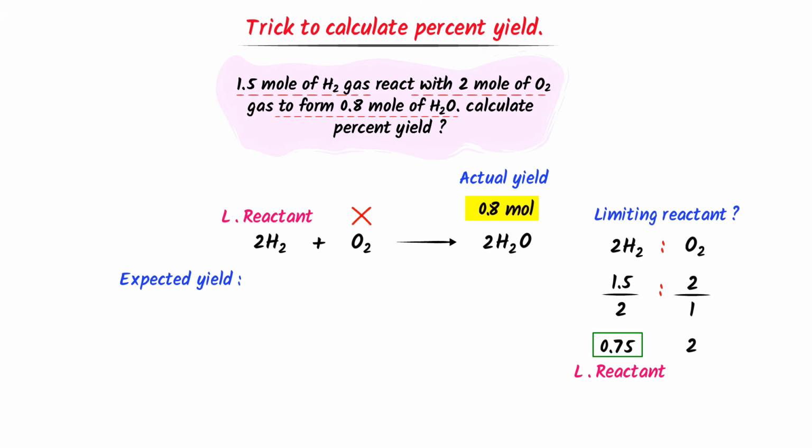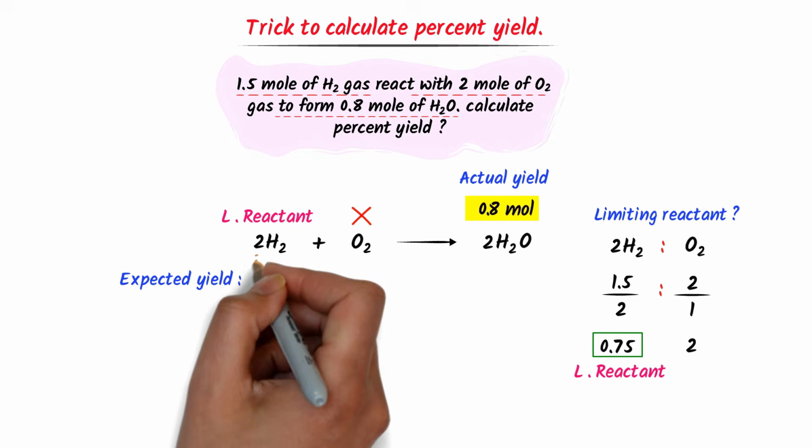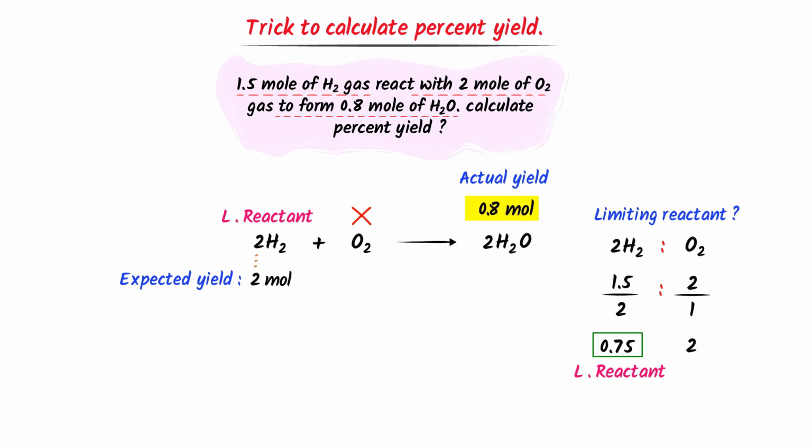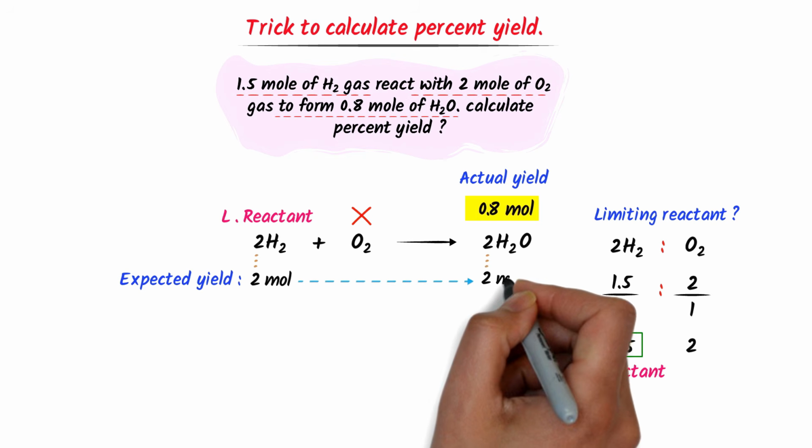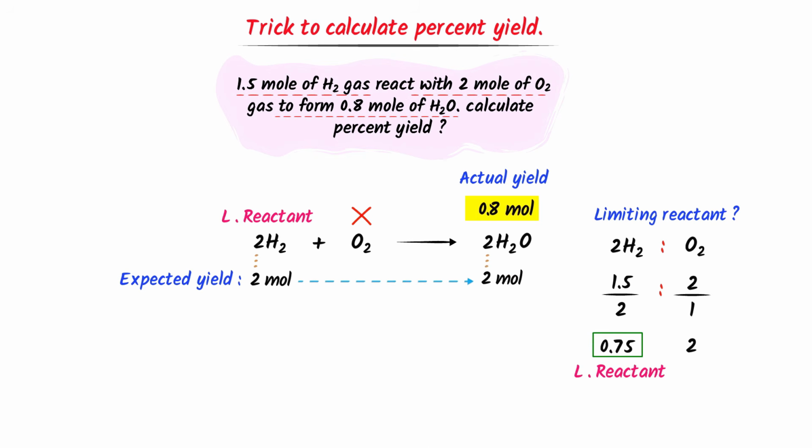Now listen carefully. I expect that 2 moles of hydrogen gas react with oxygen to form 2 moles of H2O. Let me repeat it. I expect that 2 moles of hydrogen gas react with oxygen to form 2 moles of H2O. Here, the given number of moles of hydrogen is 1.5 mole.